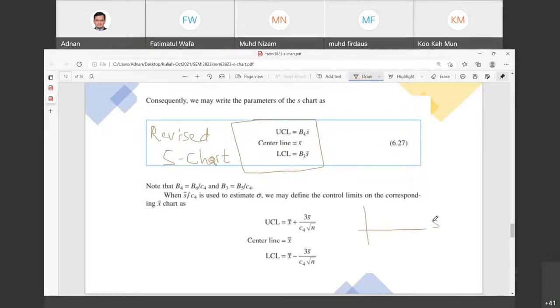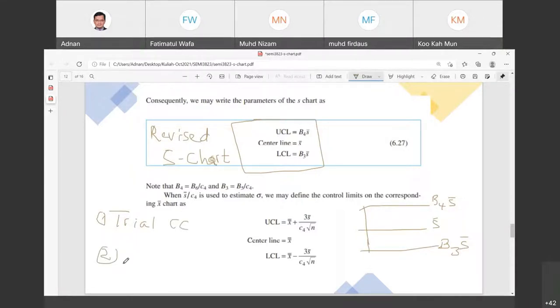So if we plot, it will look like that. This is S bar. This is B4 S bar, based on estimated data. And this is B3 S bar. So remember that when we do a control chart, first we have the trial. After we remove the assignable cause, we revise.